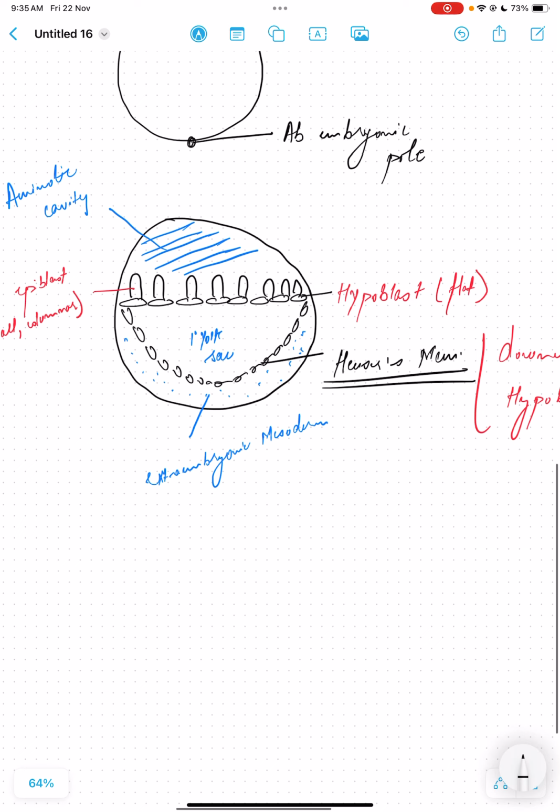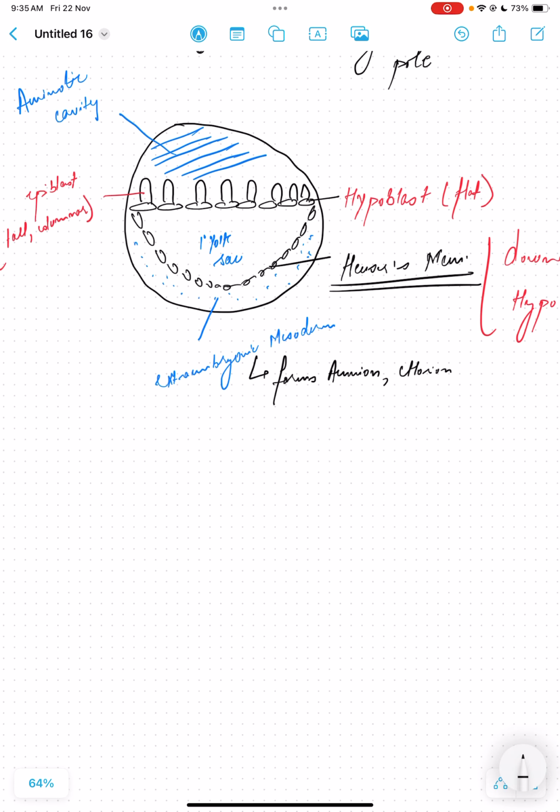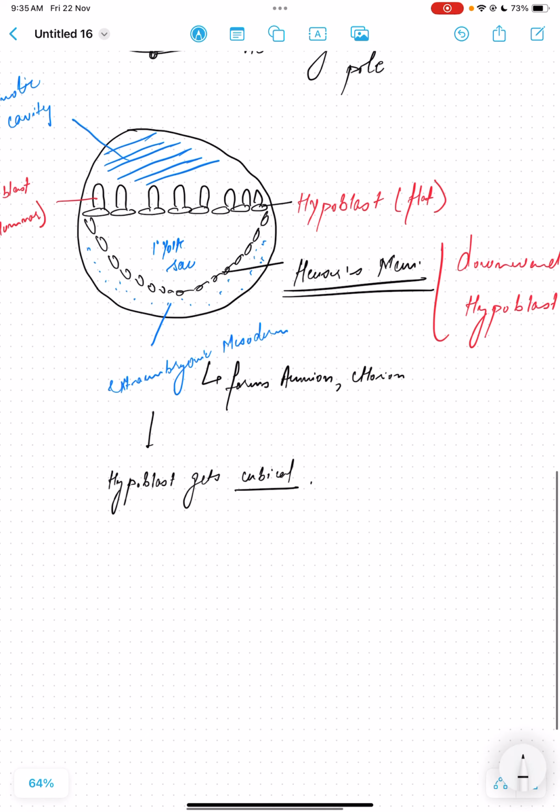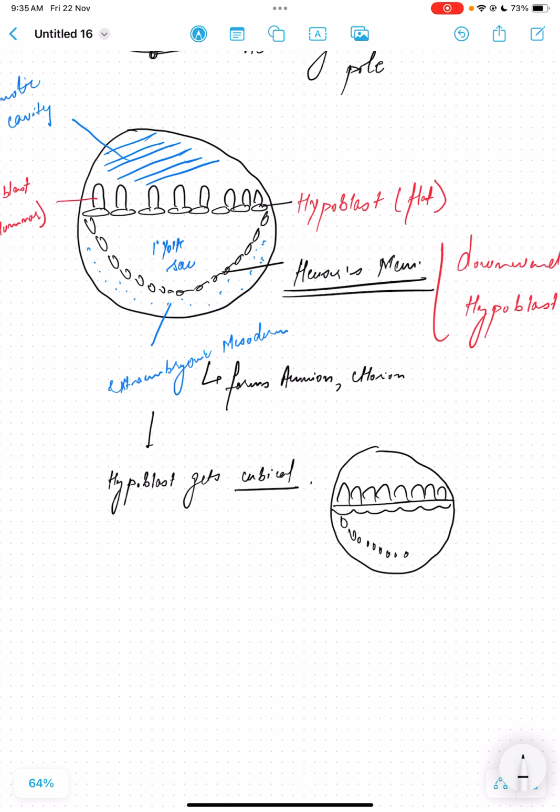So extra embryonic mesoderm forms amnion and chorion. After its formation, what happens? Our hypoblast gets cubical in nature. Firstly it was flat, then it gets cubical. What I want to say is that it gets like this. Rest all will be the same. Hypoblast here gets cubical.